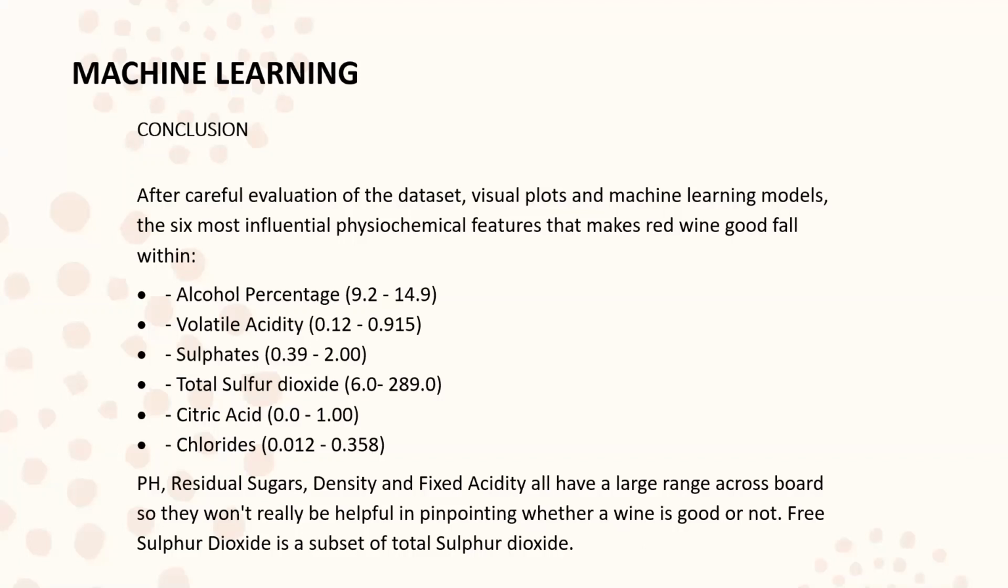The pH level, residual sugars, density, and fixed acidity all had a large range across brands. Like when we checked the maximum fixed acidity value for the normal data set as well as for the good data set, there wasn't really much difference between them. So it could fall anywhere basically, and they weren't really useful in pinpointing whether a wine was good or not. And like I mentioned before, the free sulfur dioxide is basically a subset of the total sulfur dioxide, so it didn't really matter.